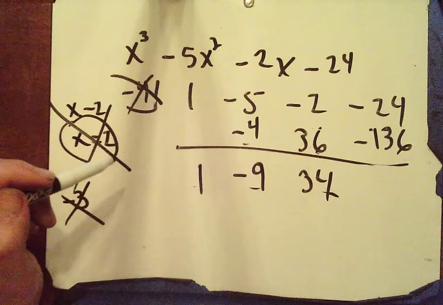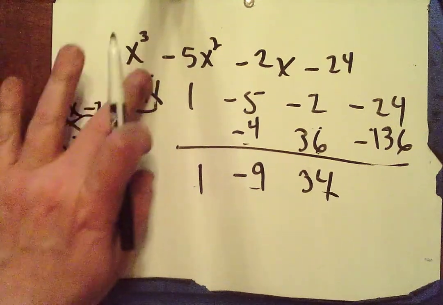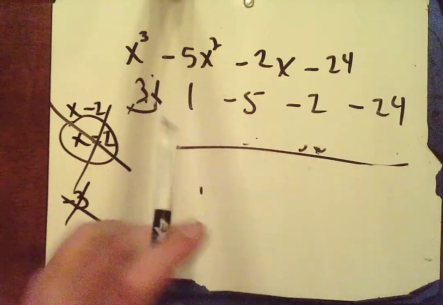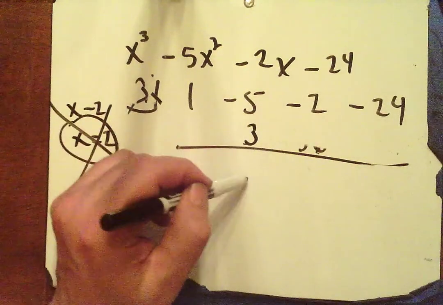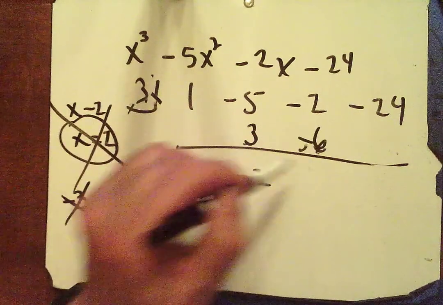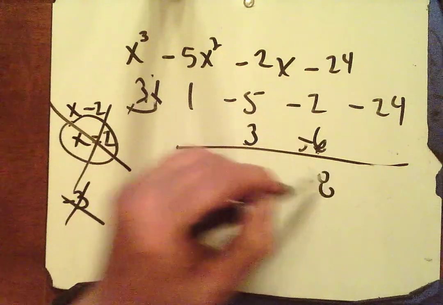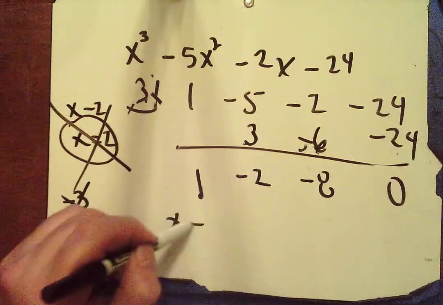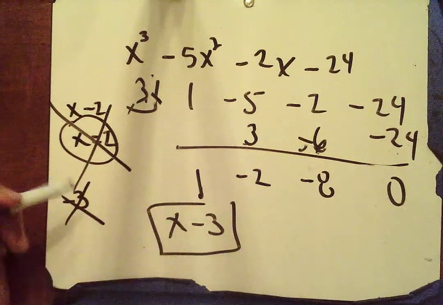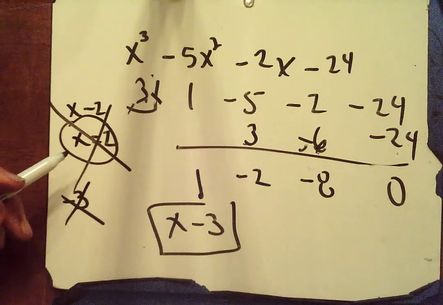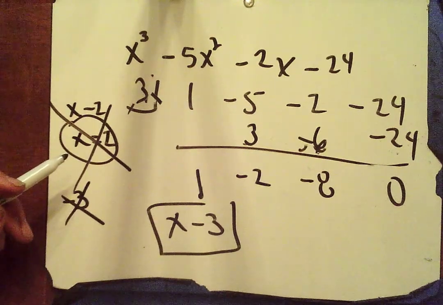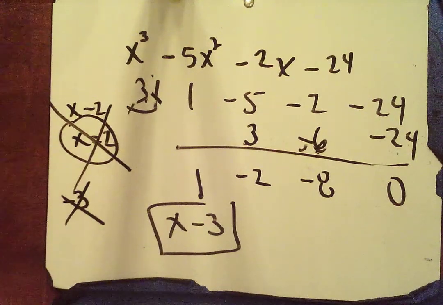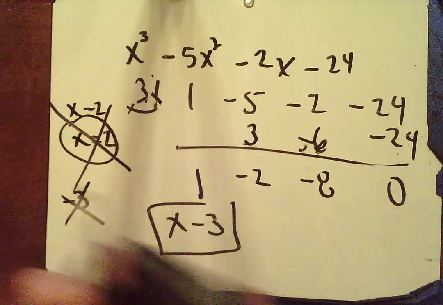So our last choice is 3. So let's try a positive 3. 3, negative 2, negative 6, negative 8, 0. So x minus 3 is a factor. Damn, they said which is not factors of. But we showed that 3 of them didn't work. Oh, well, maybe that means I'm supposed to check all of those.